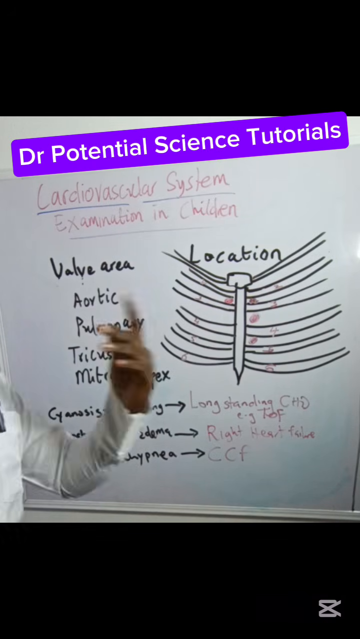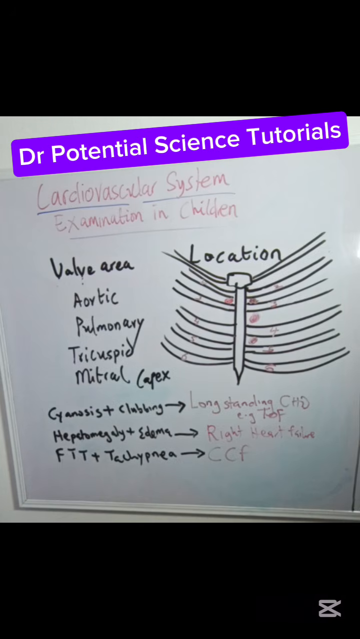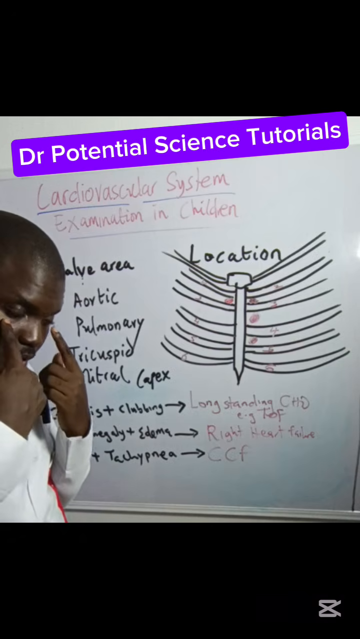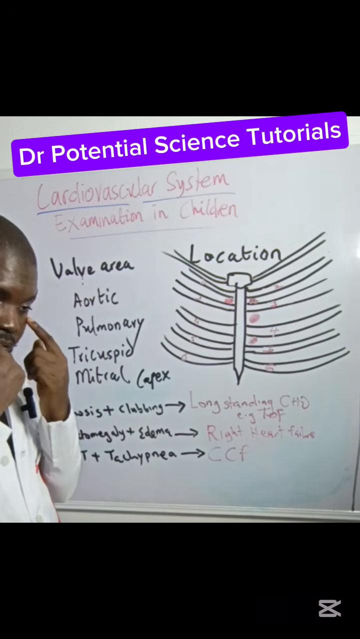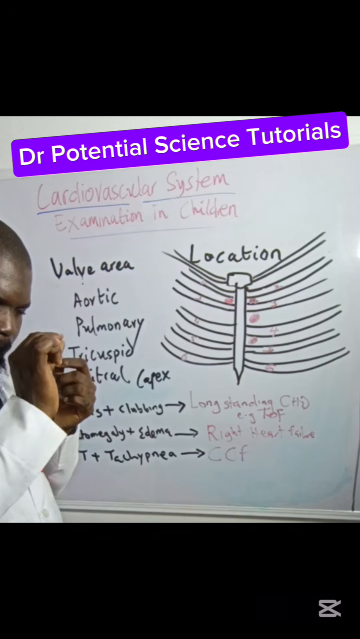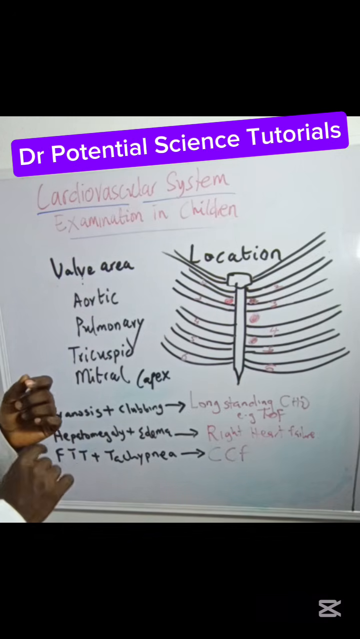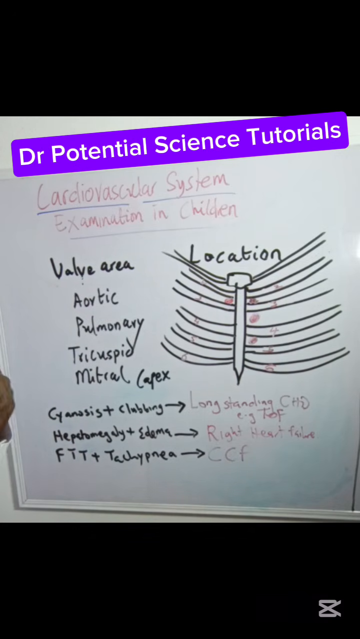Now, let's look at this. We have some specific signs that we check out for in children. If a child has cyanosis and clubbing, how do we check for cyanosis? You look at the conjunctiva, that's for pallor. For cyanosis, the sclera. If the sclera looks somehow bluish, the patient is cyanosed. Or you look at the inner lips. If the inner lips appear a little bit blue, the patient is cyanosed.